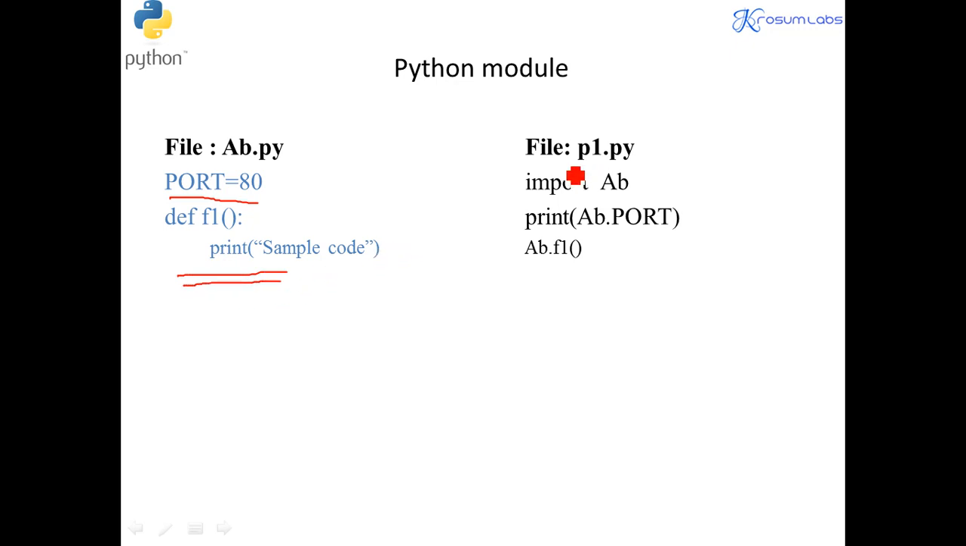So there is another file called p1.py. Okay, we can import this file here, import followed by file name. The file name can be any combination, upper, lower, any case, always ending with .py. Then file name dot member, file name dot member. The member means a function or variable. Now p1.py is the executable file. So we'll run this file: python space file name.py. So we'll get the result, port number 80 and code.